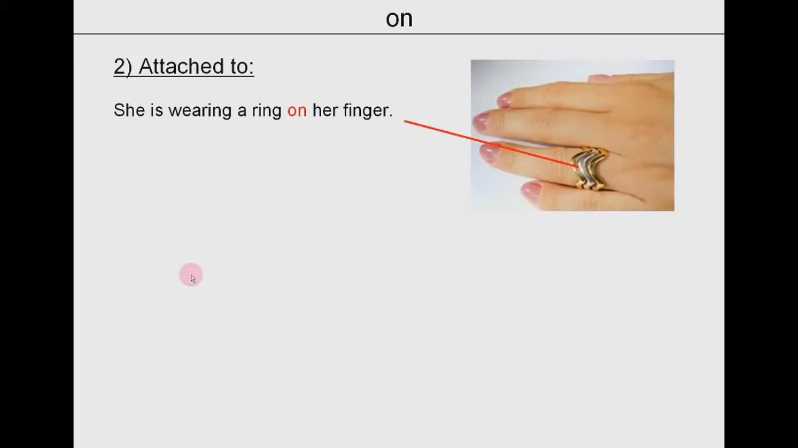Okay, and now let's look at number 2. So if something is attached to something else, we use the word on. So, for example, she is wearing a ring on her finger. So there we have a photograph. So there is her finger. There is the ring. The ring is attached to her finger, and so we say she is wearing a ring on her finger. And another example, there are 3 apples on the tree. So the apples are attached to the tree, so we use the word on, etc.